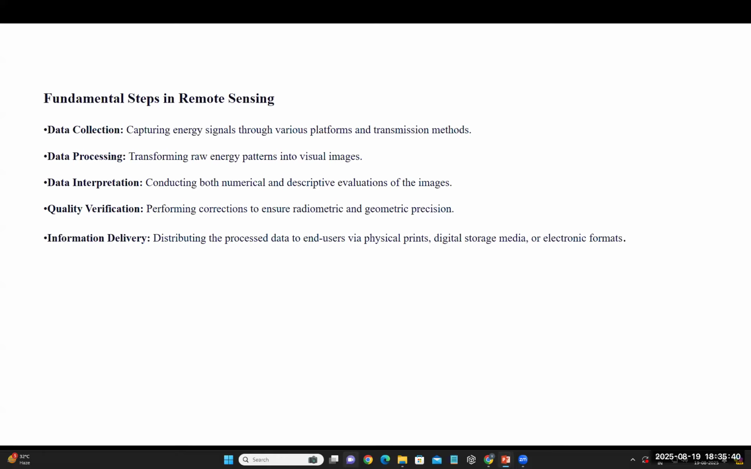But in supervised image classification, we have to train the input. How? First, we have to do the atmospheric correction and cloud cover correction. After that, only the image will be in a corrected form. So this is the basic difference between unsupervised and supervised classification.